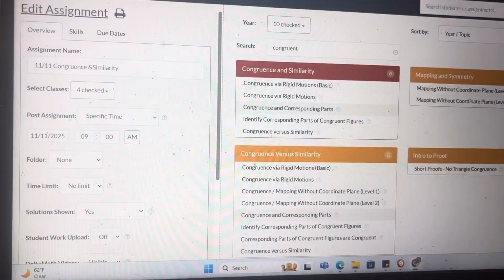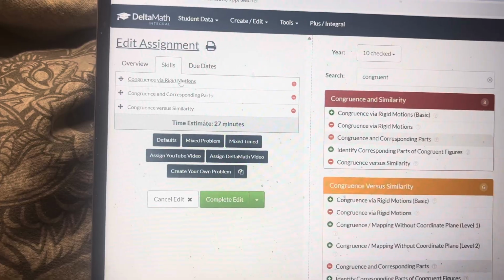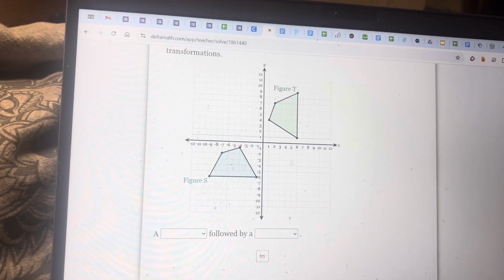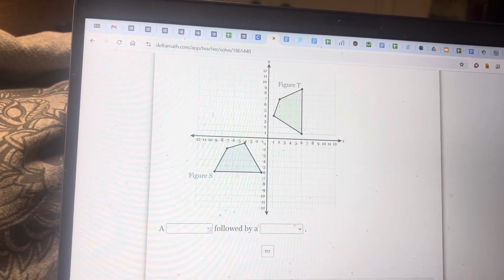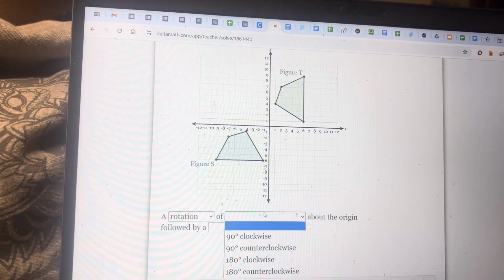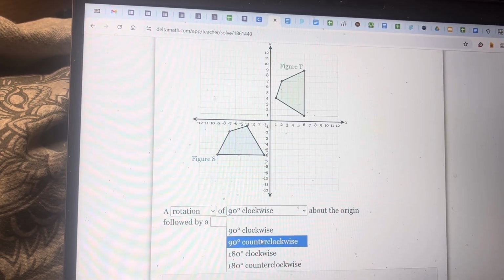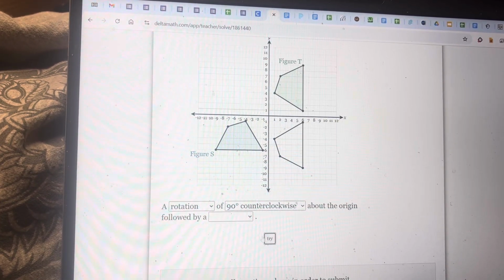So our Delta Math for today, we're looking at the skills, congruence and similarity. The first thing is congruence via rigid motions. So we're going to try to turn figure S into figure T. I believe this is going to be a rotation. We are going to go 90 degrees, and I would say counterclockwise is probably going to be better. When I rotate that, it's going to look just like this.